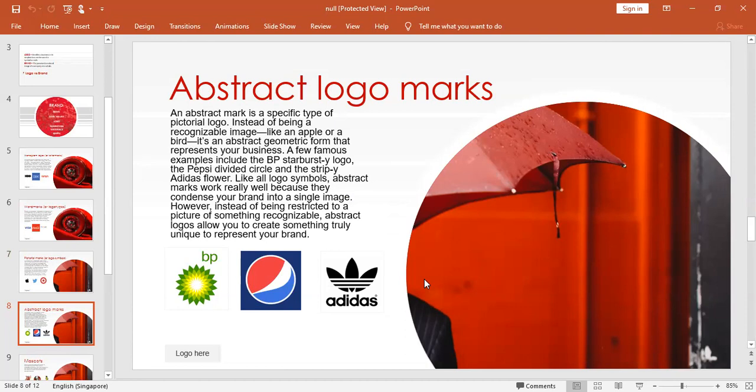And once it comes to abstract logo marks, for an example, here I have given the Pepsi mark. Give me a minute, guys.